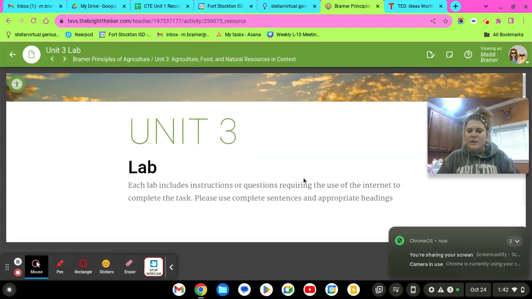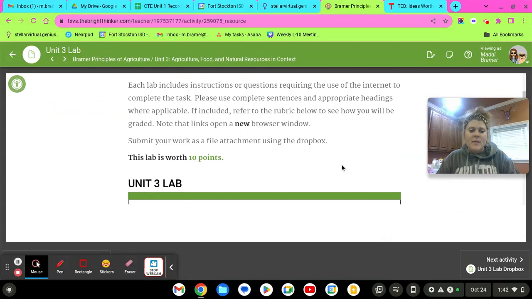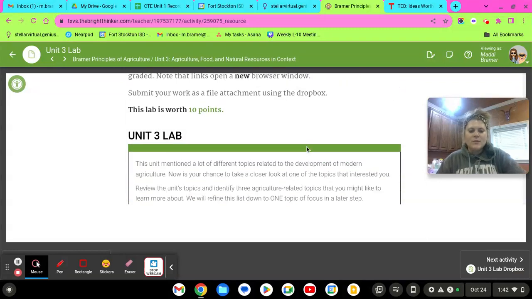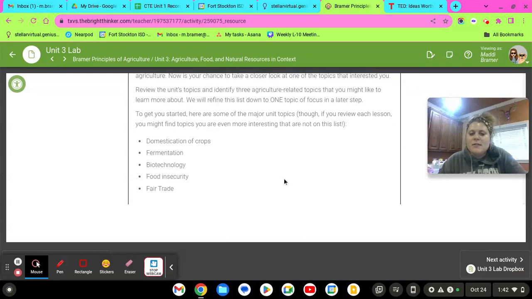Hey guys, so we're in Unit 3 and we're going to talk a little bit about the lab. This lab is different than the other labs that you have done so far in Units 1 and 2, where you just answered questions from an article. For this one, you are supposed to find a TED Talk over one of the topics that we talked about for this unit. We talked about a lot of different things when we talk about the modernization of agriculture.